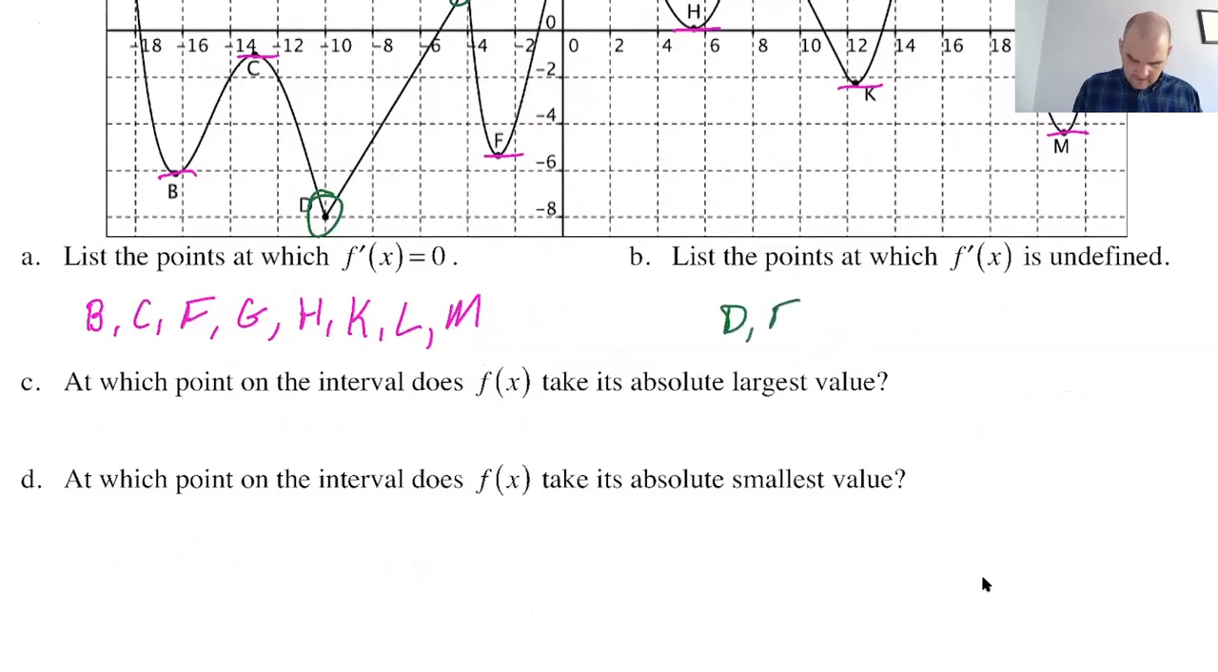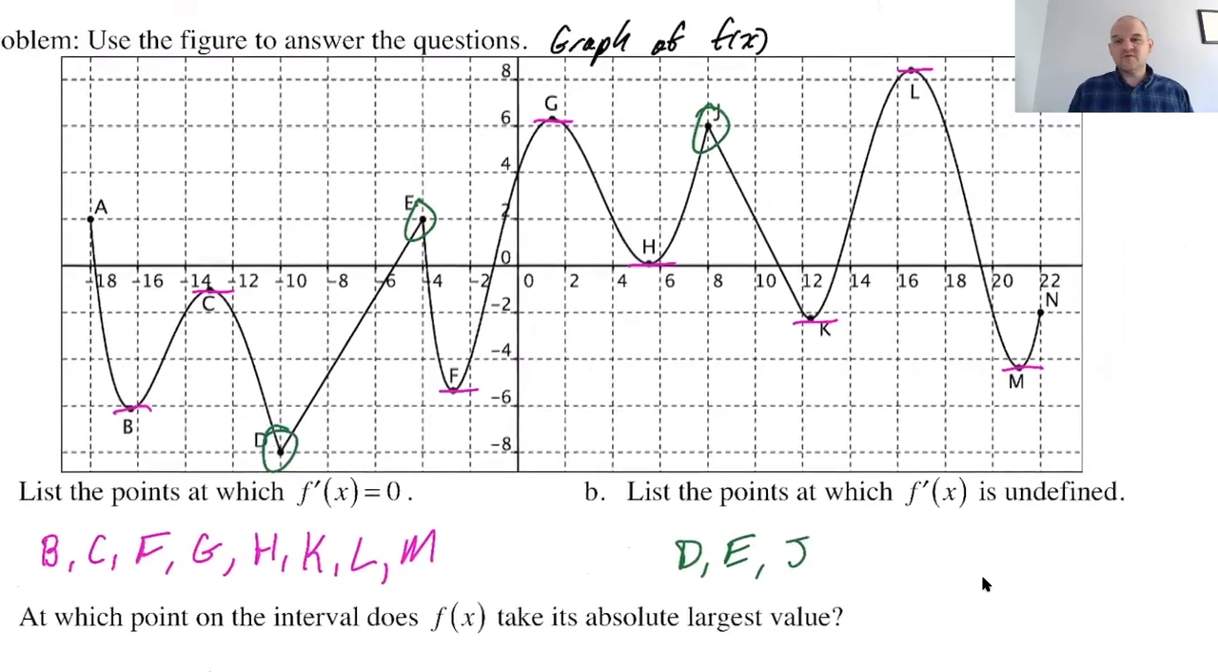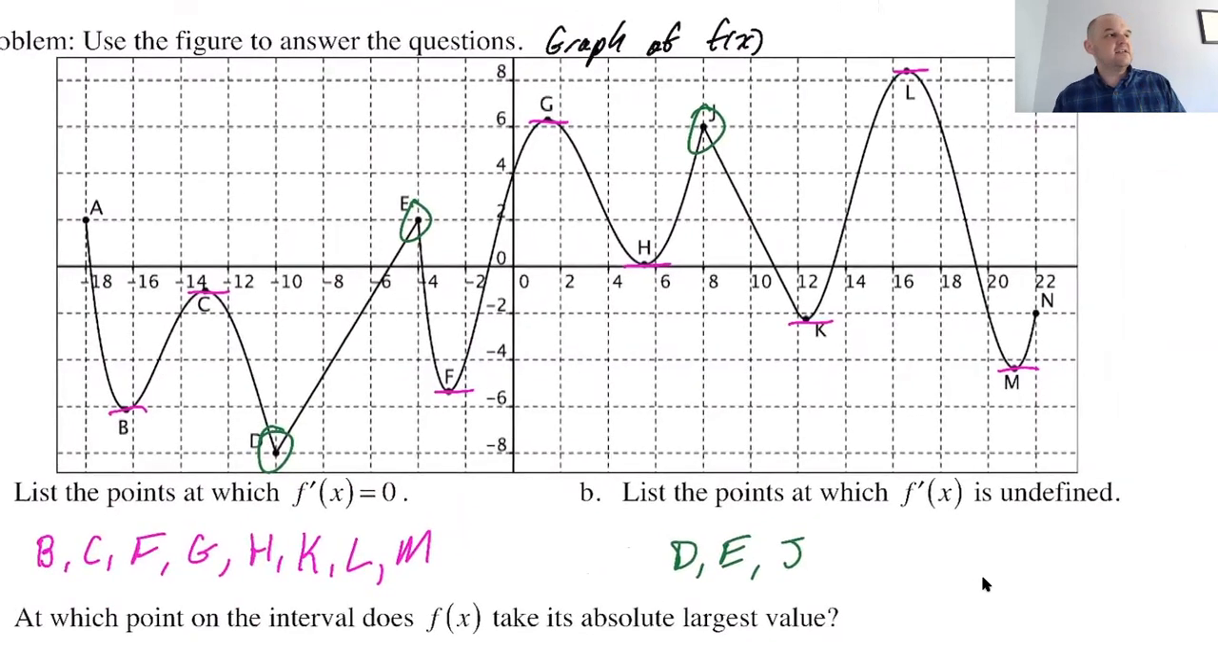D, E, and J. And we already know we're searching for relative maximums and minimums, and then we just decide: is this a maximum because the derivative was 0 and changed from positive to negative? Is this a minimum because the derivative didn't exist and changed from negative to positive? Those are the thoughts you want to start having.